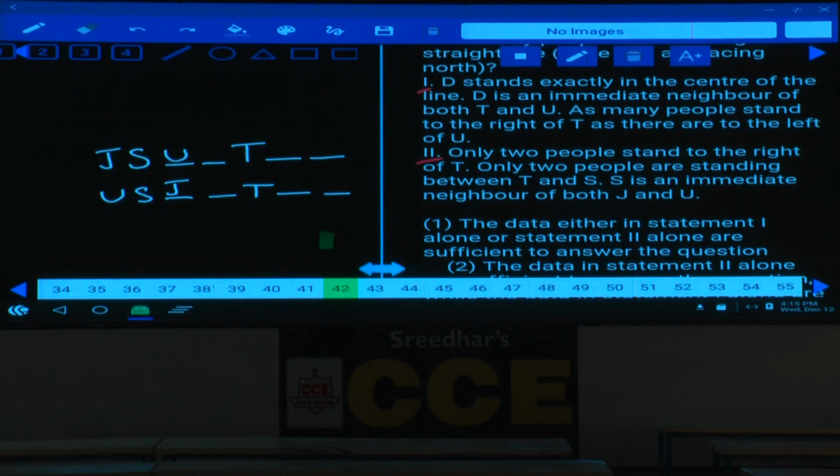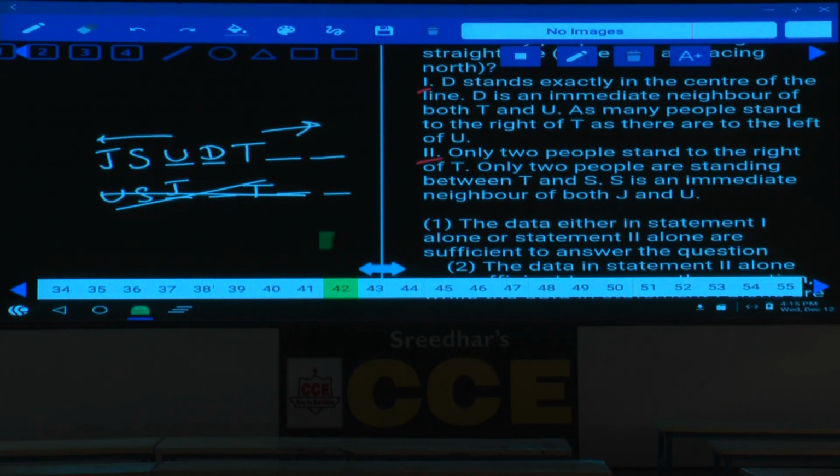Now D stands exactly at the center of the line. D is an immediate neighbor of both T and U. As D is an immediate neighbor of both T and U, D must be here. Now in this case, one of the possibilities is ruled out, isn't it? D is an immediate neighbor of both T and U. As many people to the right of T, how many persons are there? Two persons. And to the left of U, there are two persons.